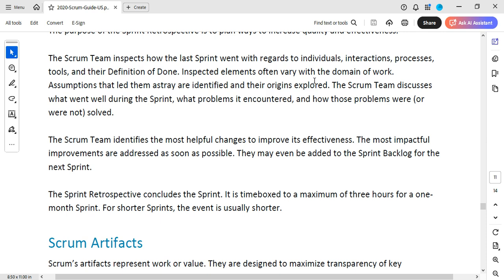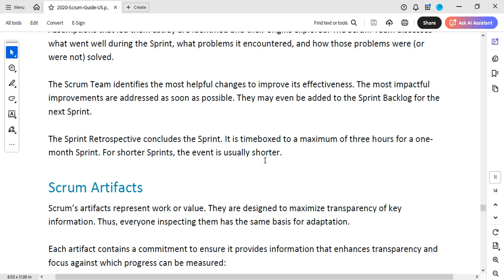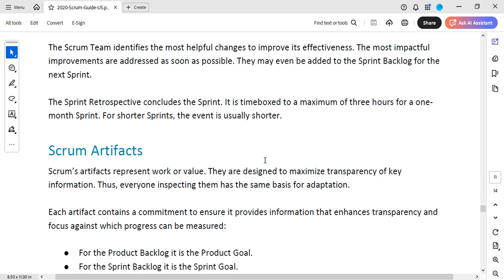Expected elements often vary with the domain of work. Assumptions that led them astray are identified and their origins explored. So let's say that this could be like a root cause post-analysis time. Okay, we noticed that the product owner wasn't happy with one or two things. What happened? How did we stray from the actual goal? The Scrum team discusses what went well during the sprint, what problems it encountered, and how those problems were or were not solved. At times the problem may not be solved and we say, okay, let's discuss this during the sprint retrospective.